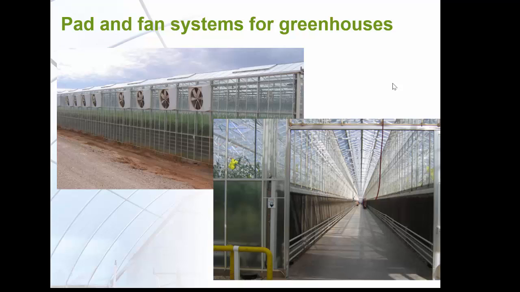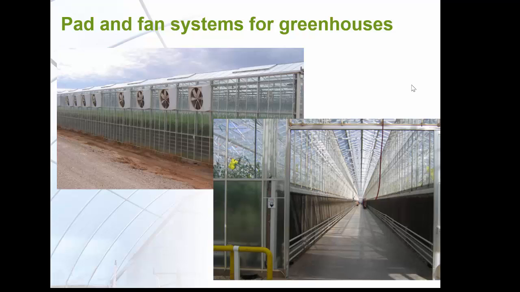An example system using evaporative cooling is the fan and pad system used for plant production in greenhouses. The wet walls are located on one side of the greenhouse wall, and the exhaust fans are located on the opposite side. The hot and dry air is brought in and passes through the wet wall, goes through the canopy, and is exhausted through the exhaust fans on the other side of the greenhouse wall.